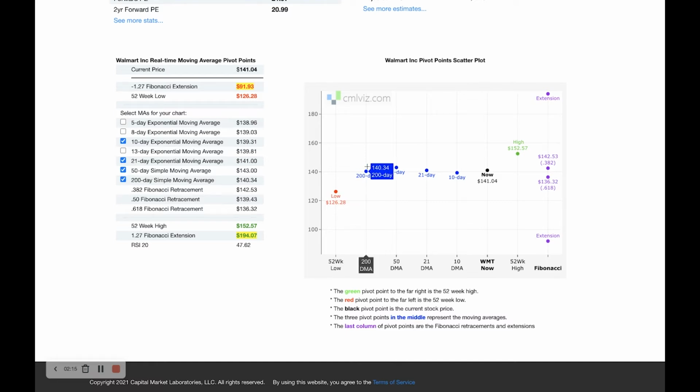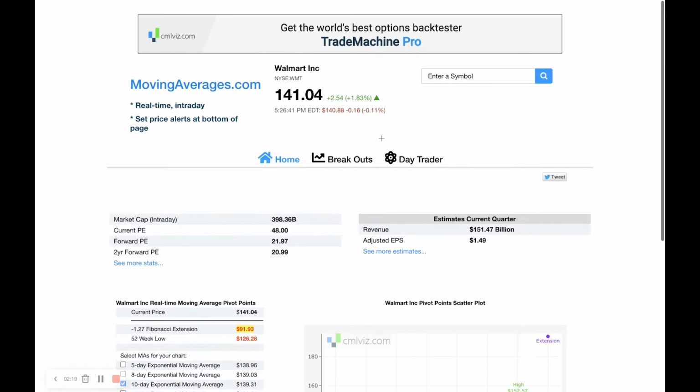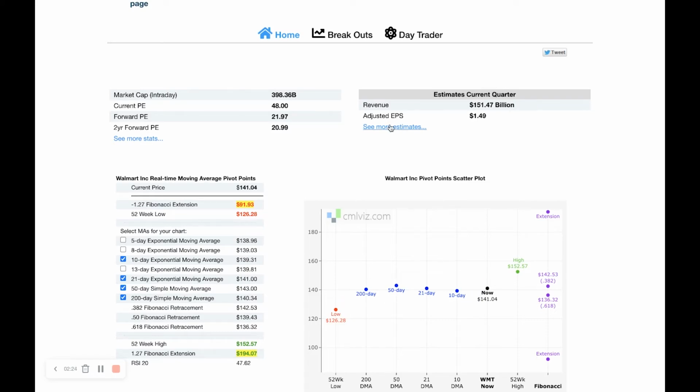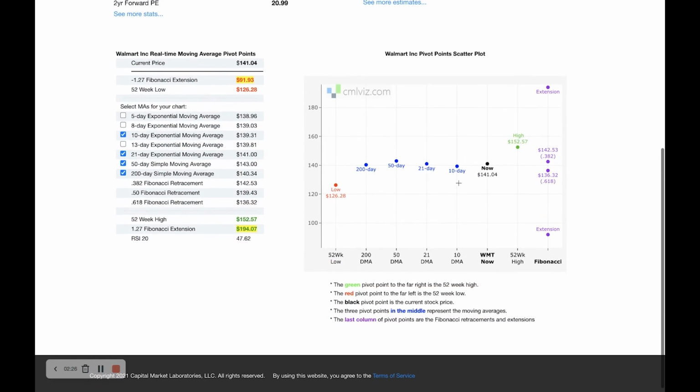So you can see the 200-day moving average was $140.34, and stock closed at $141. So that was valid, and the other parameter that had to be above was the 10-day exponential moving average. The 10-day exponential moving average was 139. And the last parameter is RSI had to be below 70.